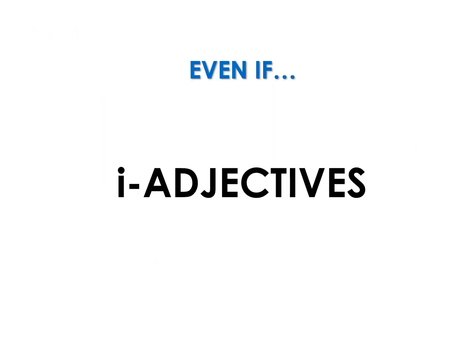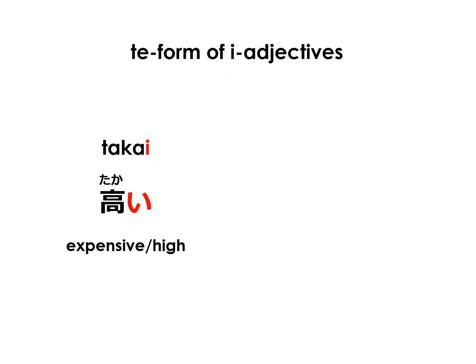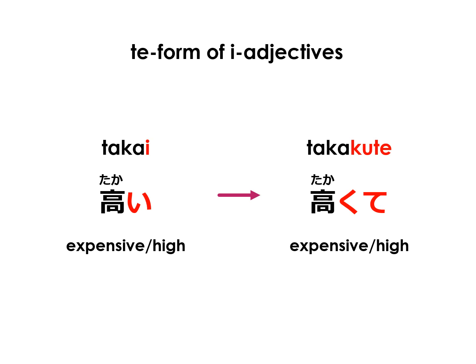Next, let's look at how to say even if with i-adjectives. To form the te form of i-adjectives, the i ending changes to kute. For example, the adjective takai, which means expensive or high. To form the te form, change the i ending to kute. Te form of takai is takakute.